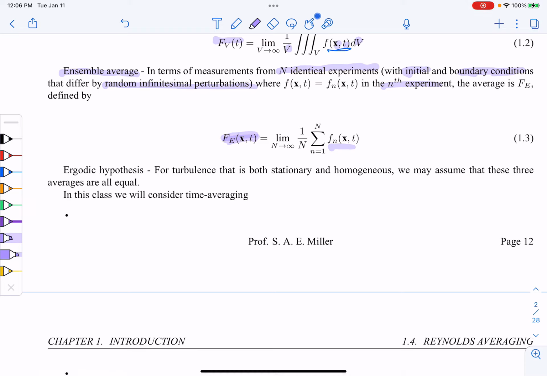And this is one important definition you might see in turbulence literature and these CFD type classes, and that's the ergodic hypothesis. It states that for turbulence that is both stationary and homogeneous, we may assume that these three averages are all equal, and we might do that sometimes. So stationary turbulence we just defined, and homogeneous means what? That if we look at statistics in a flow field at different spatial positions, they are always equal.